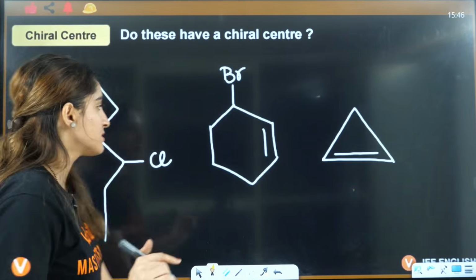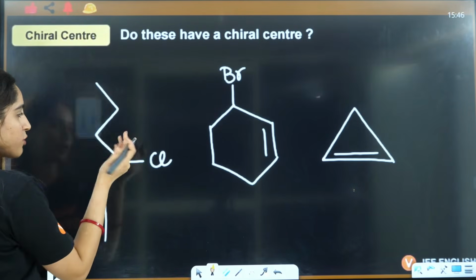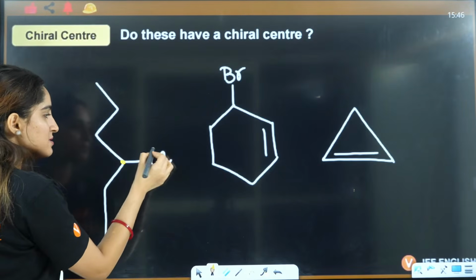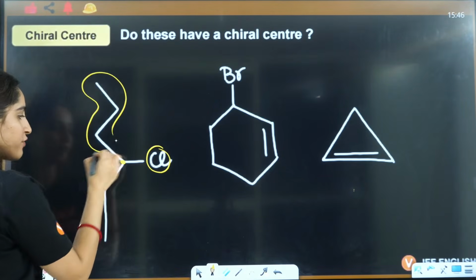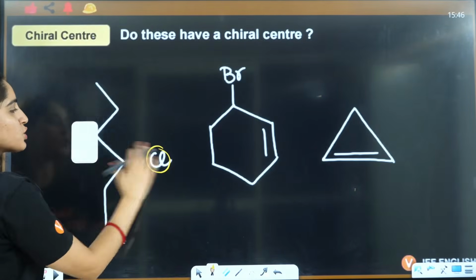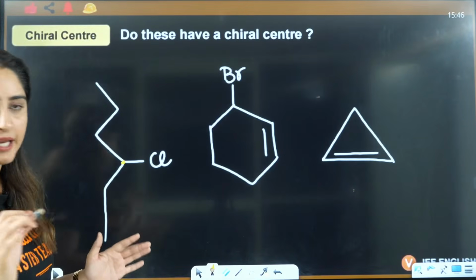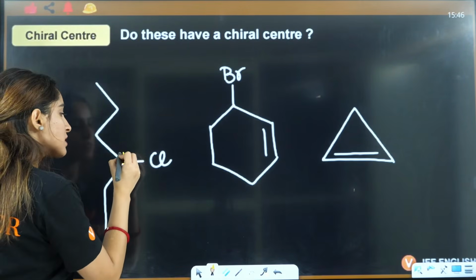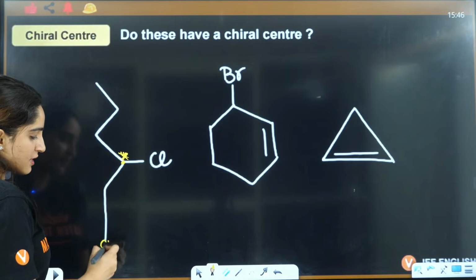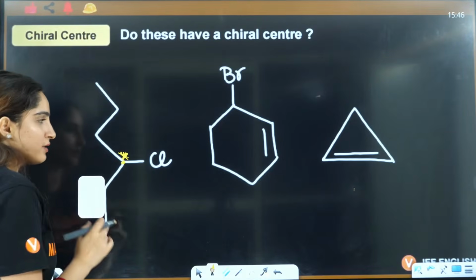So let's understand this. Here you have 2 hydrogens, so it's not possible. Here 2 hydrogens, not possible. This carbon has chlorine, this group is different, this group is different, and here you will have 1 hydrogen. That means you have 4 different groups here, and this is sp3 also. So this is the chiral center that you will have. This is CH3, so not chiral. This has 2 hydrogens, so not chiral.